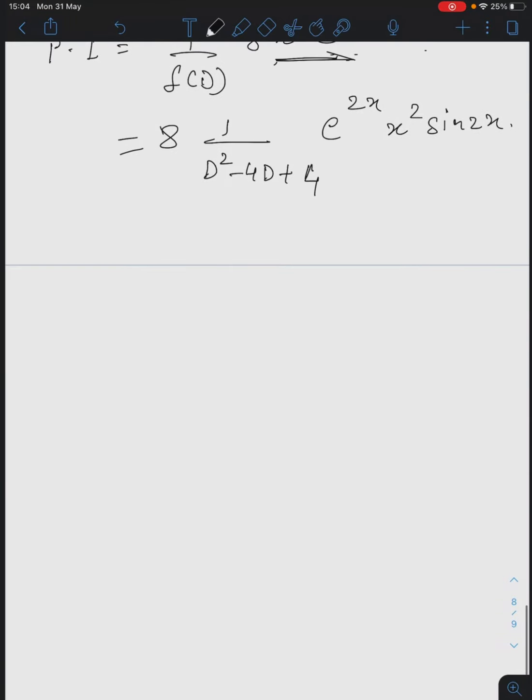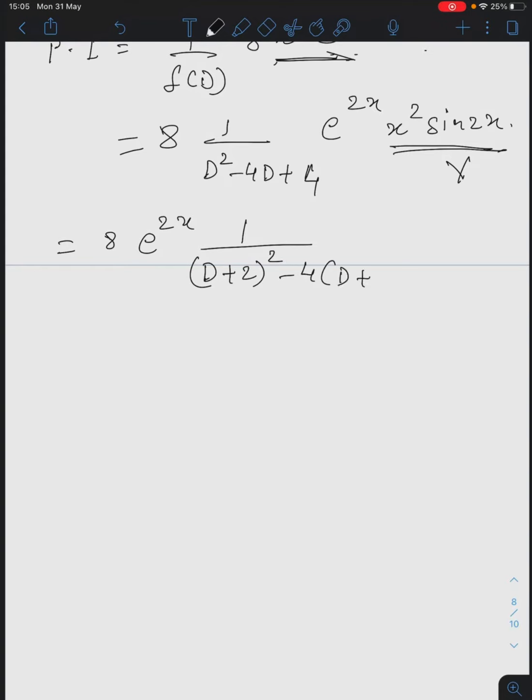So this will be 8 as it is. Now, there is some function multiplied with e to the power ax. So because of that, what we will do? We will write e to the power 2x to the left of the operator, and in the operator, d is replaced with d plus 2. This will be always easy. If you want to consider x square first, then that would be a lengthy one. So here you have x square sine 2x, with 8 e to the power 2x as it is.